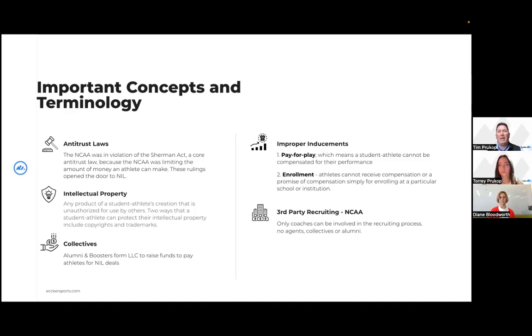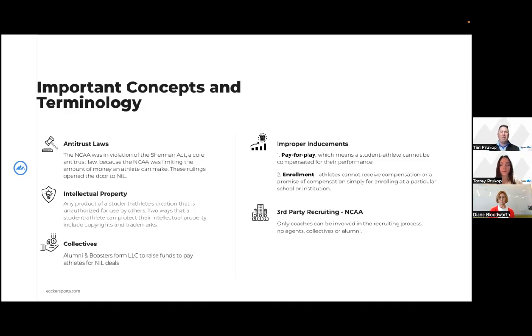So a student athlete can't earn more money or less money based on how good they play in college. And it can't be used to induce student athletes to come to university or to stay at a university. And third-party organizations cannot be involved in the recruiting process beyond the coaches.